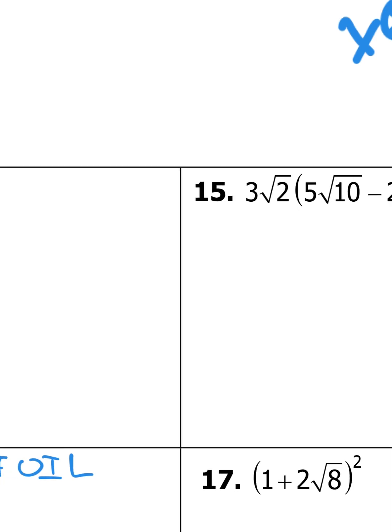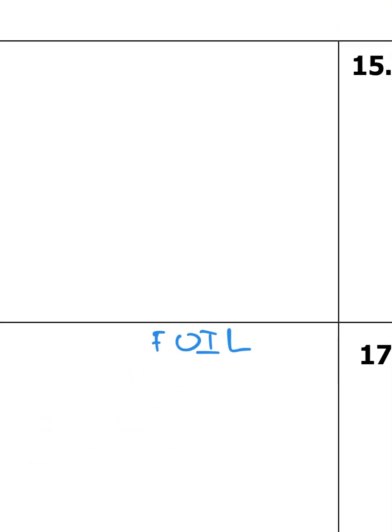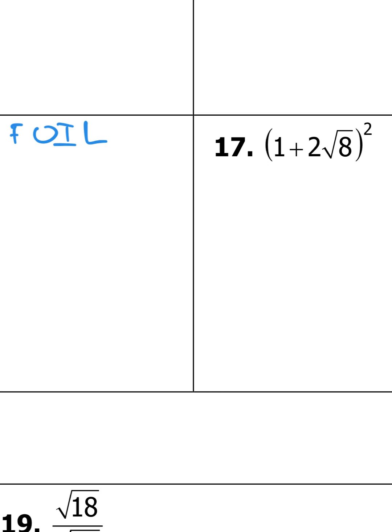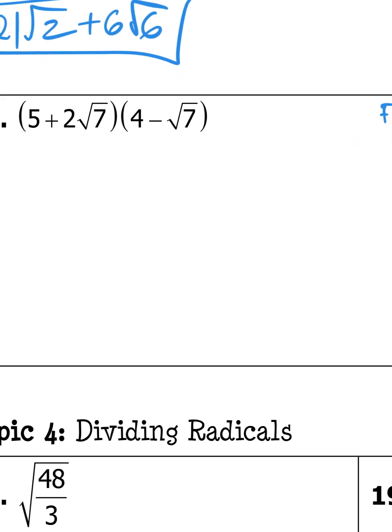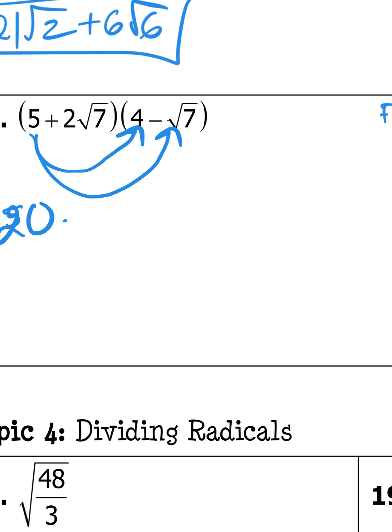Alright, so you can do distributive for number 15. I'm going to do 17. I think FOIL is fine for you. You're going to take 5 times 4, and then you take 5 times square root of 7, which is 20. And then 5 square root of 7, right? And this is minus, so this one should be minus. And then I have 2 times square root of 7 times 4, which is plus 8 square root of 7.